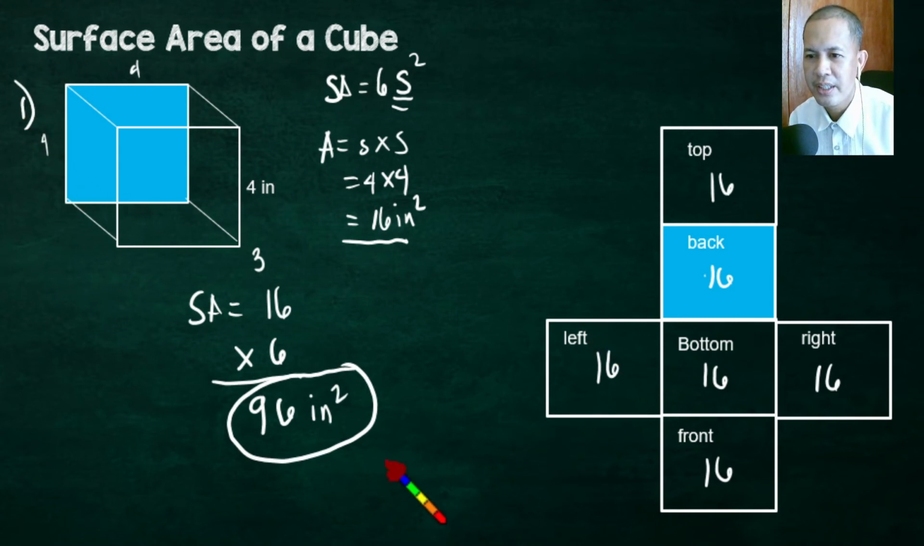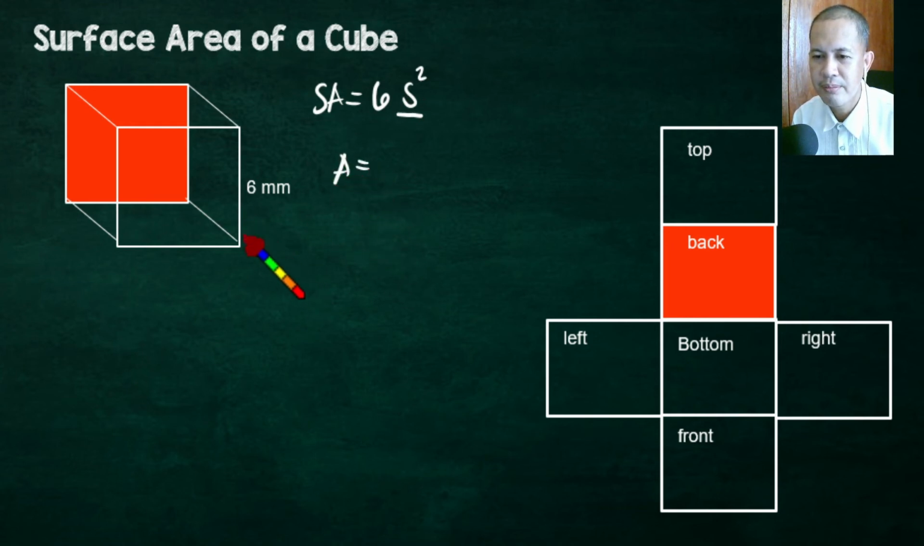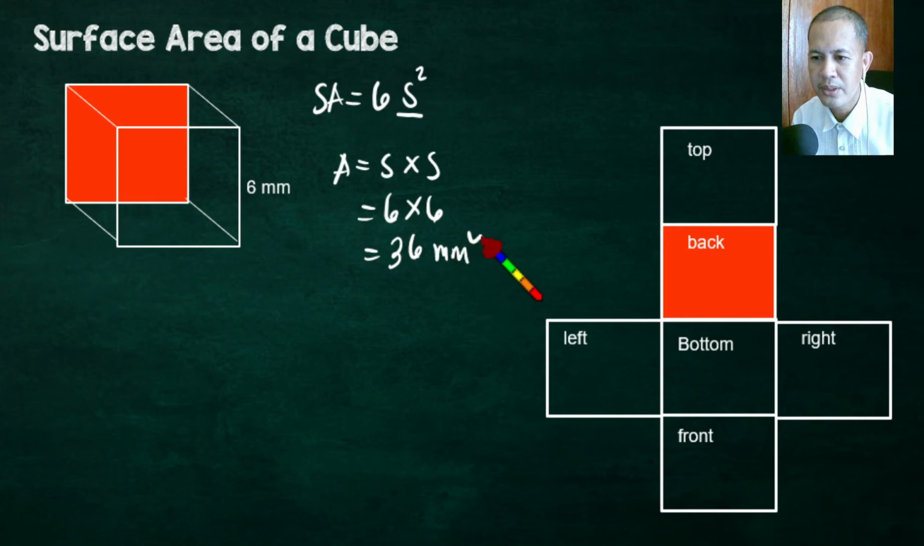Okay? So, ganun lang. Napakadali ang how to find the surface area of a cube. Let's have the second example. So, this one, the same formula. Surface area is equal to 6 times the area of one face. So, it's side times side. So, finding the area of one side, for example, this one. So, side times side, we have 6 times 6. So, the answer is 36 millimeter square. So, that is our area of one face.